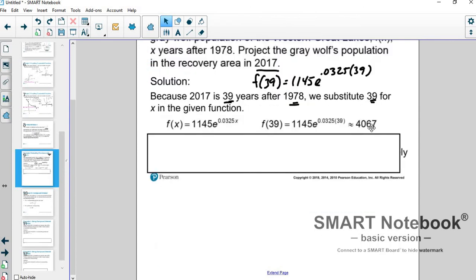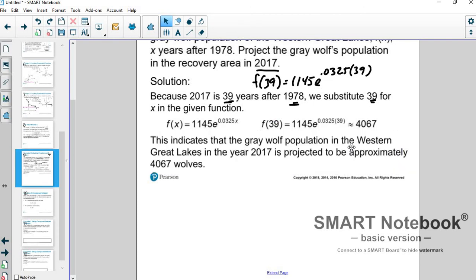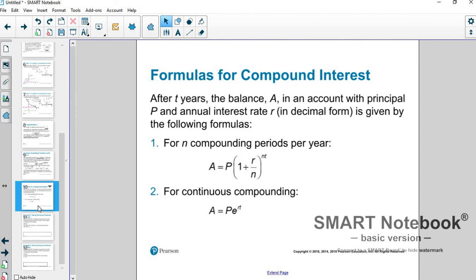And we get 4,067. And so the answer is that the gray wolf population is projected to be approximately 4,067 wolves. All right, that's how you use your calculator to evaluate those. A more practical example for us is understanding compound interest.